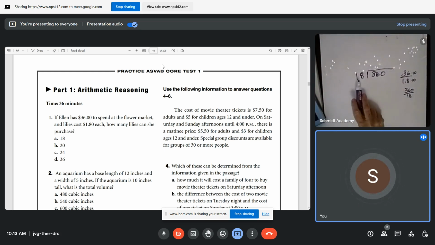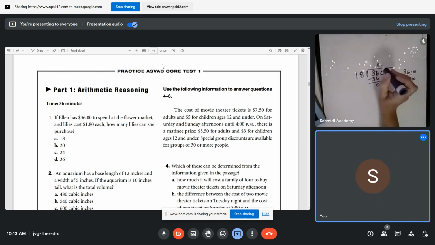So how many 18s are in 36? Well, 18 goes into 36 two times. 2 times 18 is 36. Then we subtract. 36 minus 36 is 0. Bring down my next number, which is 0. How many 18s are in 0? 0. Put my answer there. 0 times 18 is 0. Subtract, so the answer is 20.